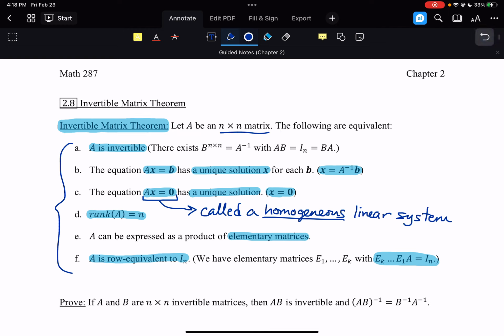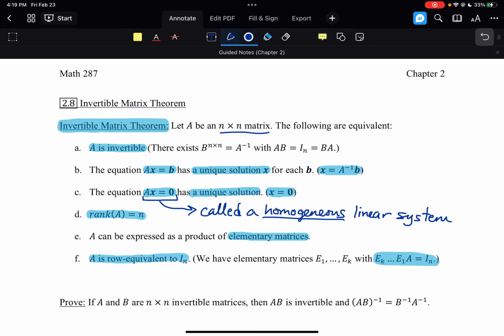All right, so this can be useful then. If we know A is invertible, we know all of these things about the linear systems, about the rank, about the elementary matrices, all that kind of stuff. But that also means if we can find systems like this, or if we can look at the rank, or we can look at the elementary matrices, all of these can tell us if A is invertible or not. So this becomes a valuable tool when testing for invertibility.